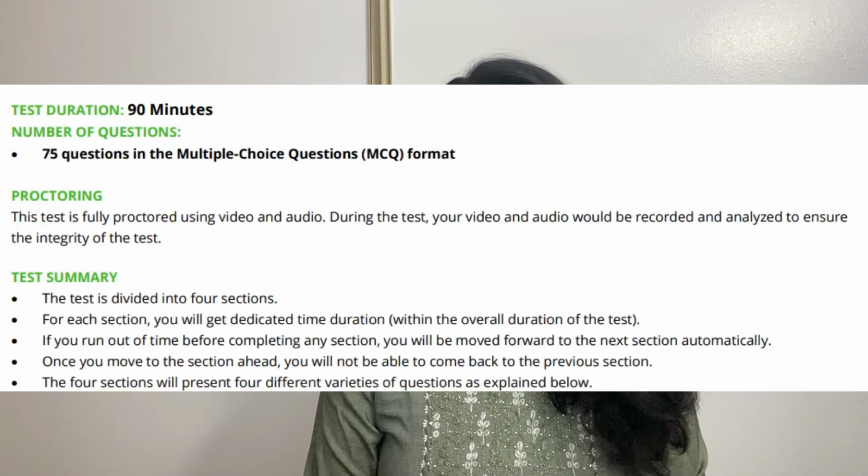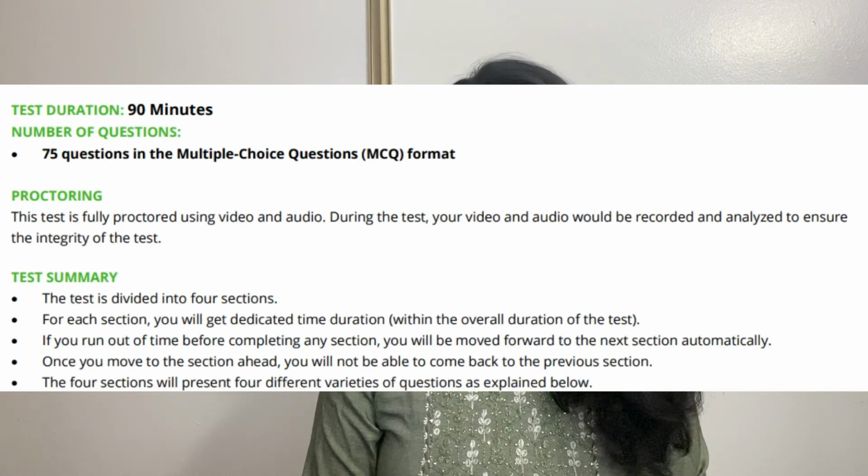So let's see what is the test pattern. Test duration is again 90 minutes. There is only MCQ questions. There is no coding question. Obviously, the commerce background, they don't know anything about coding, so there is no use in asking those questions to them, and they are not hired for that purpose. That is the importance. 75 MCQ questions.